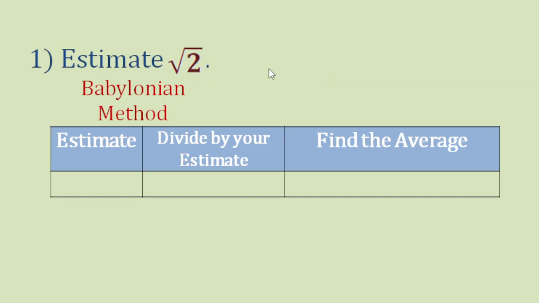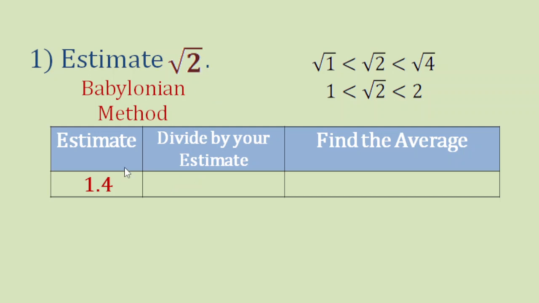First, we know that the square root of 2 lies between the square root of 1 and the square root of 4. And of course, the square root of 1 is 1 and the square root of 4 is 2. So it lies between 1 and 2. Now, square root of 2 is closer to 1. Okay? Square root of 2 is closer to square root of 1 than to square root of 4. So meaning to say, 1.4 is a good estimate.